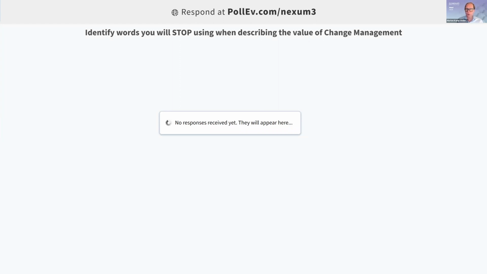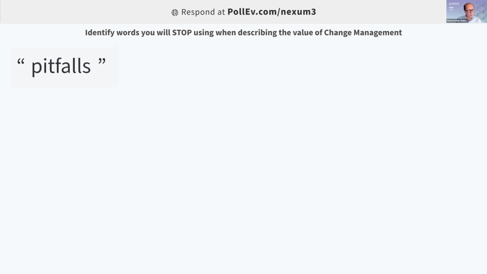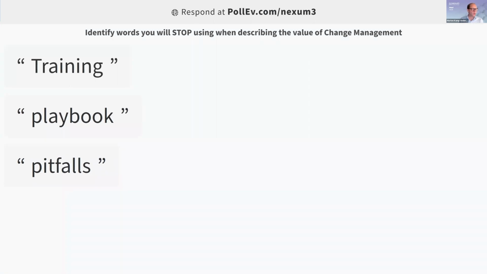So in the past, when you've talked with sponsors or people managers or project managers, what have you been using that you will stop using in the future as we're moving a little bit away from what we do to the benefits of what we do? Pitfalls, yeah, that's a good one. Playbook, yes, I've used that one a lot. Let me show you my playbook. Are we doing this? Training, yes.